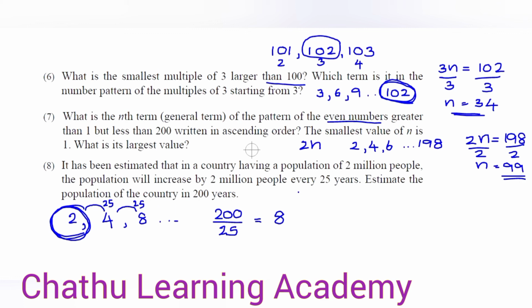Then this number pattern is also multiples of 2 here, because 2, 4, 8, like that, no? Then you can write the general term as 2n. Here n is equal to 8, as we have already found. 2 into 8, then it is 16. After 8 such periods from this stage, this value should be equal to 16 million people. But here there were already 2 million people. Then the total population is 16 plus 2, which is 18 million.